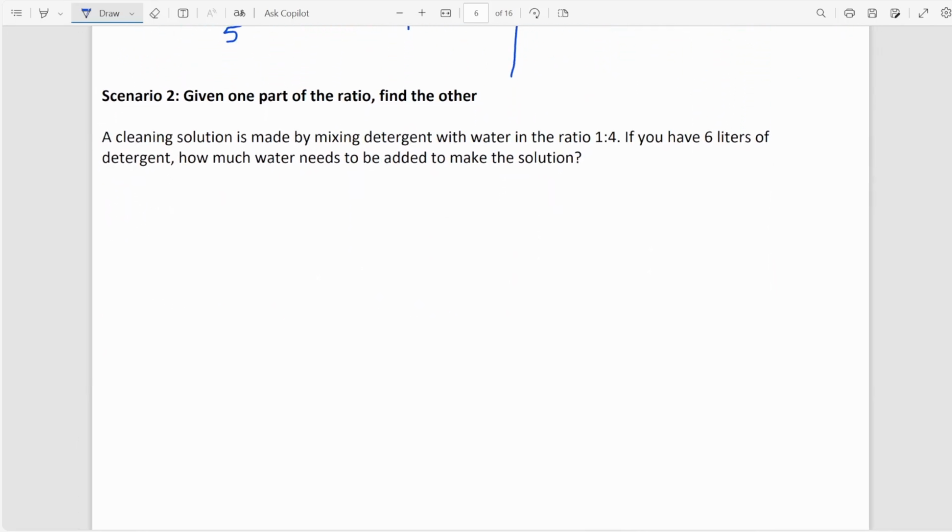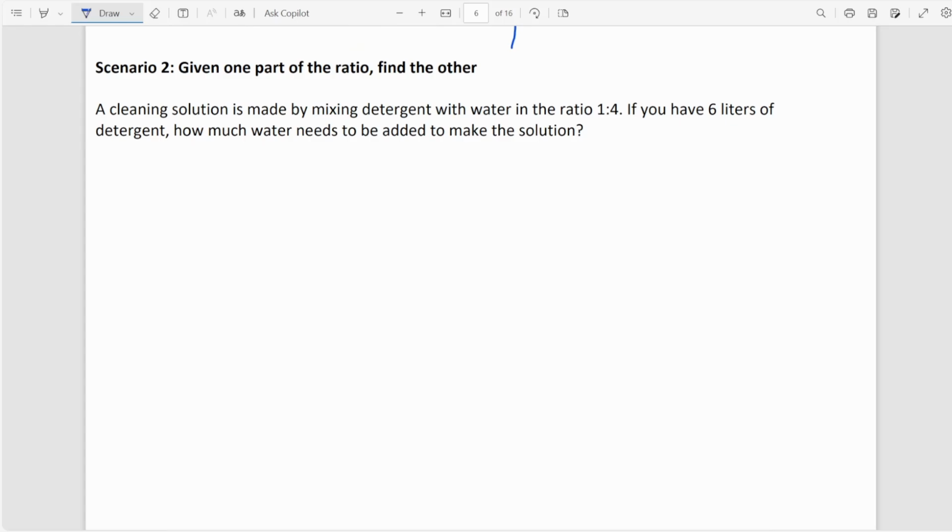Now, another scenario you might come by is given one part of the ratio, find the other. So let's take a look here. A cleaning solution is made by mixing detergent with water in the ratio 1 to 4. Okay. So it's important to trace. 1 to 4. Now, detergent and water. So this right here is the detergent. This right here is the water. It's always good to mark your ratios so you can keep track.